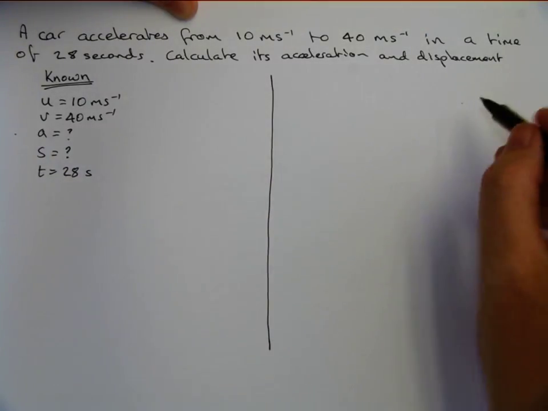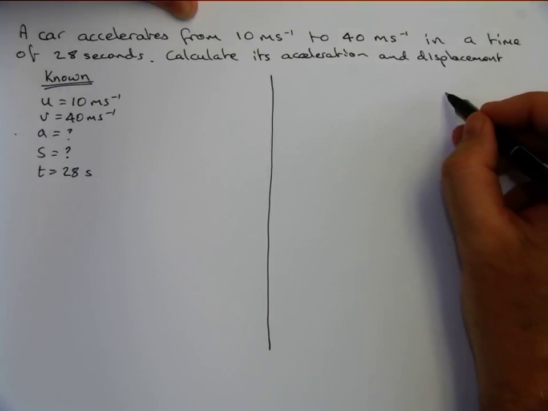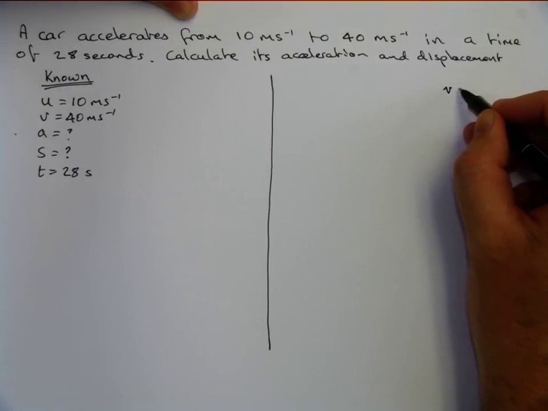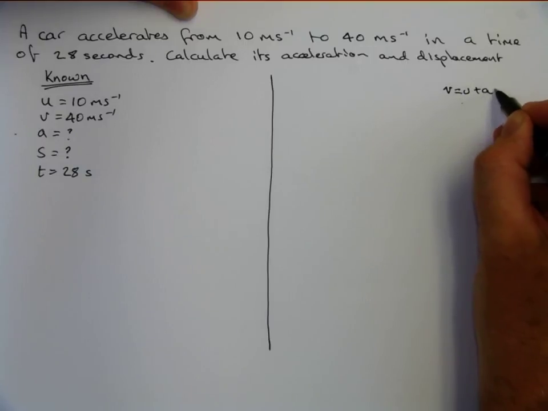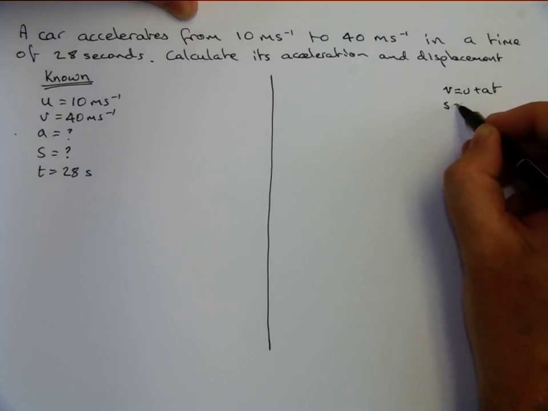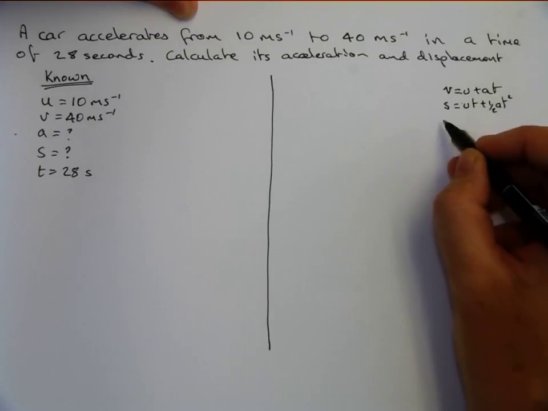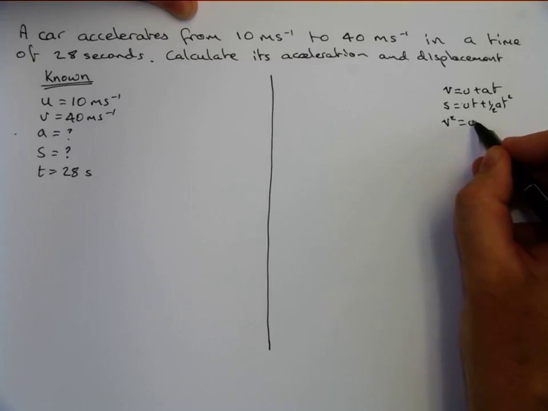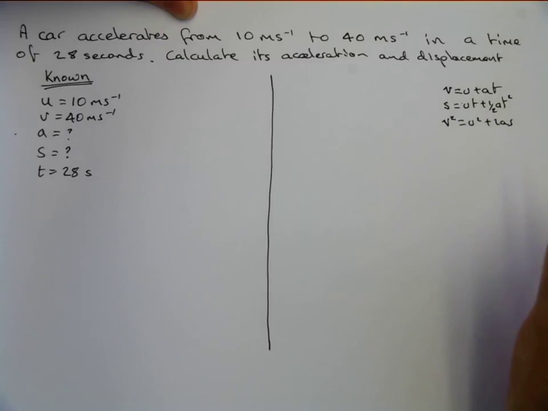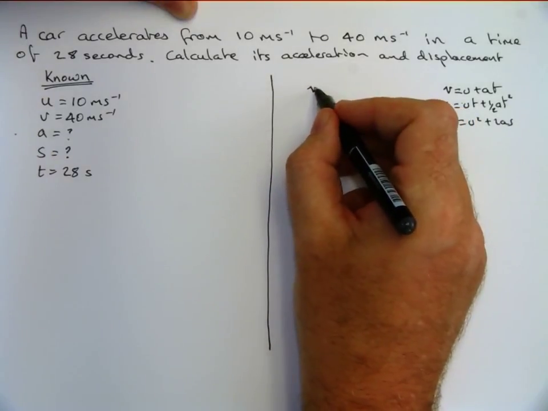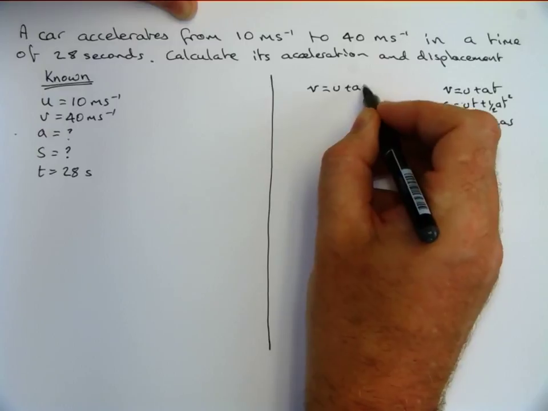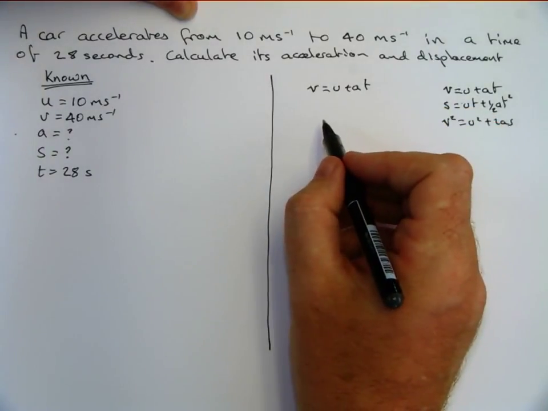So before we can proceed, we need to remind ourselves of the different equations that we have to use. We get V equals U plus AT. There's S equals UT plus a half AT squared. And we have V squared equals U squared plus 2AS. So we want an equation that's got A but doesn't have S in it, and that top one there is going to fit the bill. So V equals U plus AT should allow us to get the acceleration.